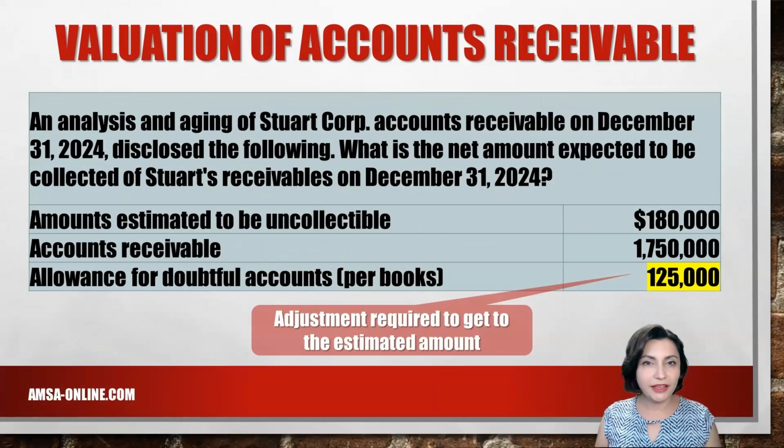This can mislead investors and other stakeholders about the company's financial health, and it inflates the value of assets that are not fully collectible. As per Stuart's books, the allowance for doubtful accounts will need to be adjusted to record additional bad debt expenses.